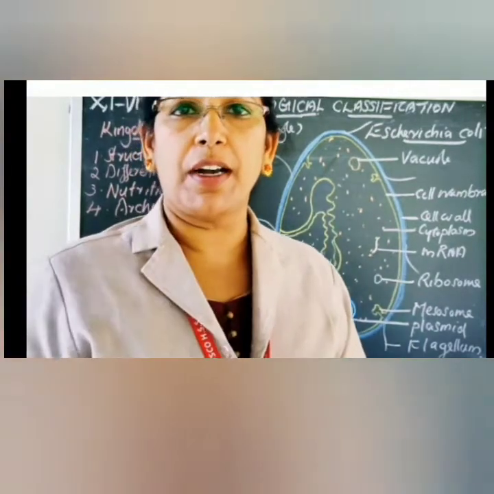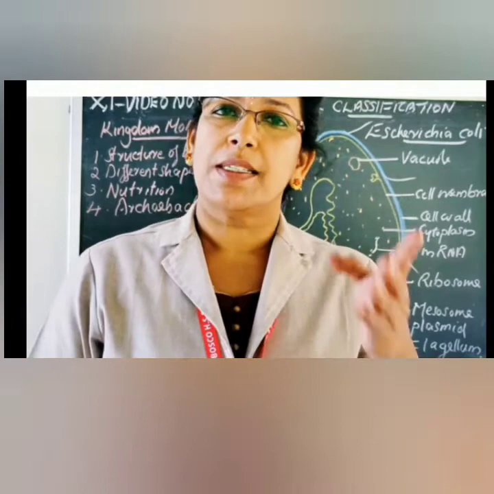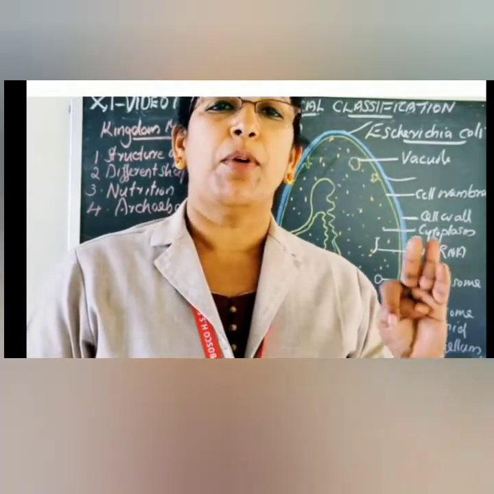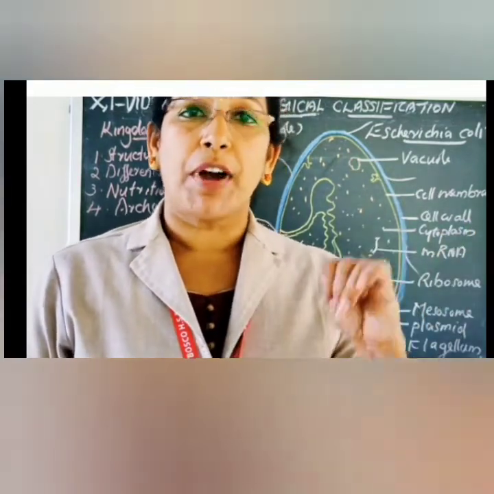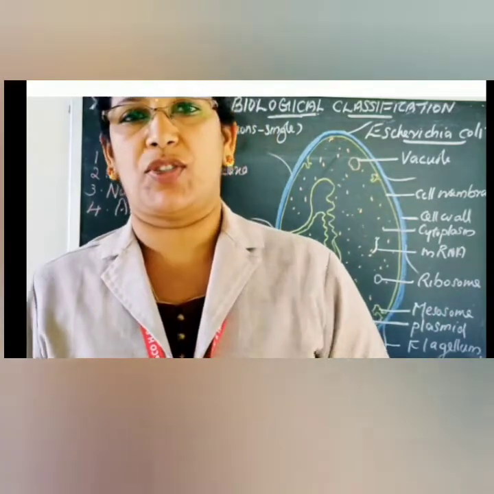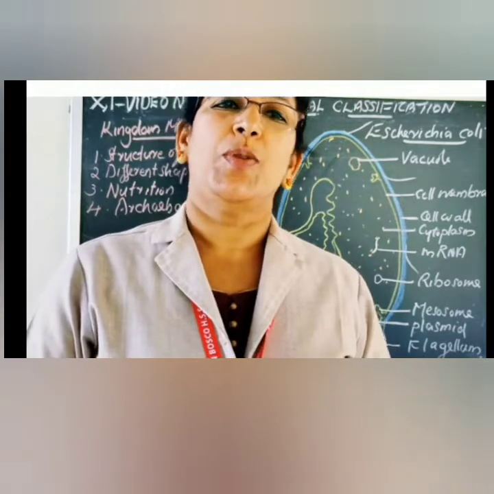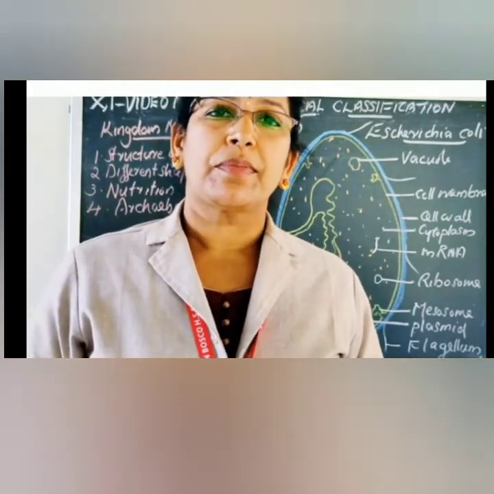Who classified? R.H. Whittaker. Based on what? Cell structure, thallus organization, mode of nutrition, mode of reproduction, phylogenetic relationship, meaning evolutionary history. That much you studied, I think. You are very good students. You are studying. Then, what about the Kingdom Monera?